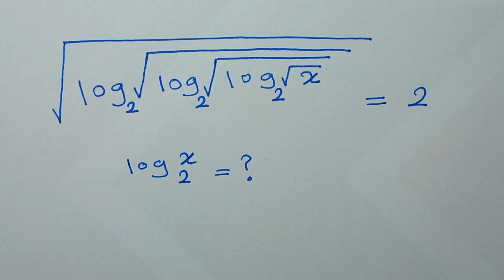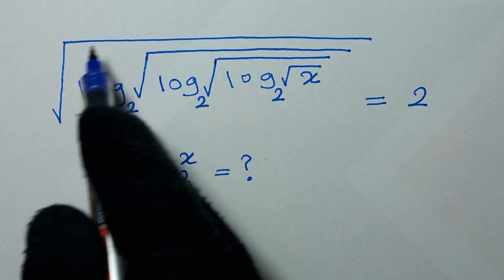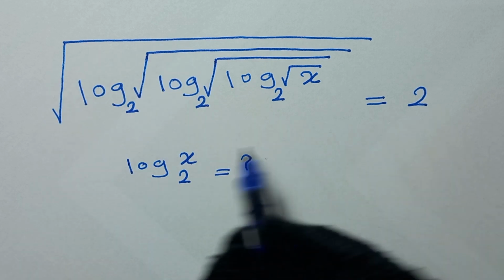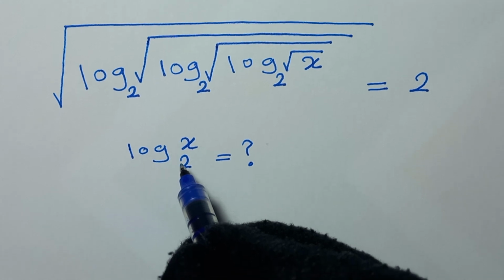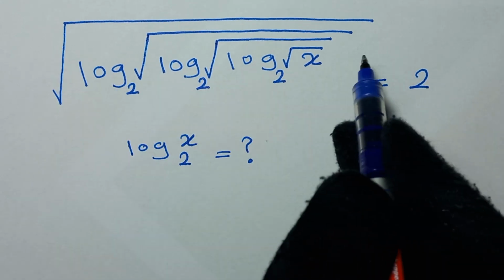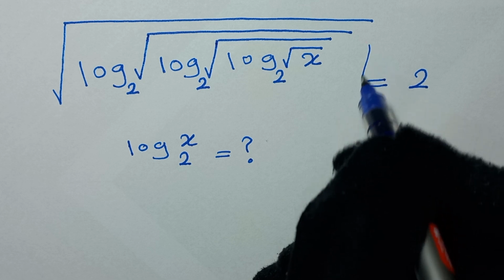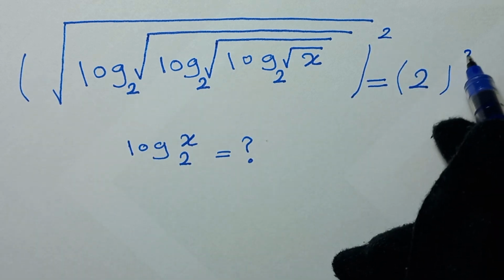Hello my friends, you're welcome to solve this math problem. Here we have this complex log equation, and we need to find the value of log of x to base 2. In the first step, we square both sides of this equation, so this to the power of 2 and this to the power of 2, right?